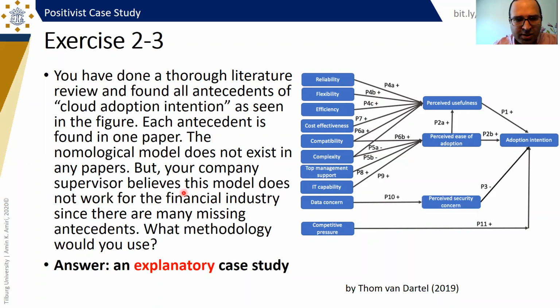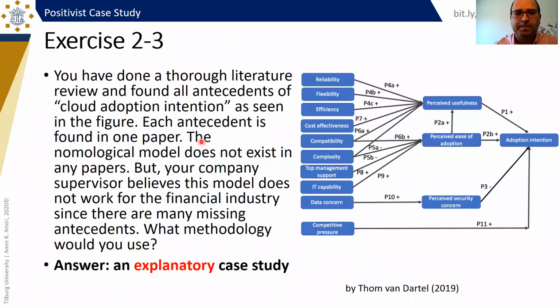Because your financial supervisor said that this model does not work in the financial industry, you have a high chance of disconfirming the propositions in the literature. So that's why it's better to go for an explanatory case study. But of course, you can also go for a field survey if you want to, but an explanatory case study would be a better choice here.